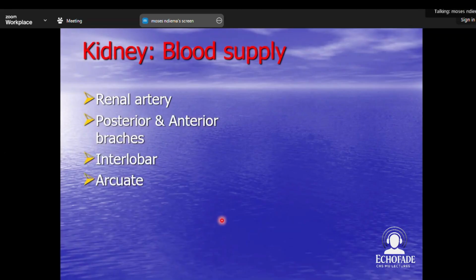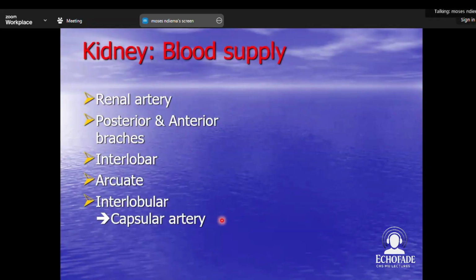The renal artery will divide into posterior and anterior branches. And then from there, we have interlobar branches, the arcuate at the corticomedullary junction. And from the arcuate, we have interlobular branches. Apart from this, from the interlobular, one branch bypasses the cortex to supply the capsule. We refer to that as capsular arteries. Otherwise, in the interlobular branches, we now have the afferent arterioles.